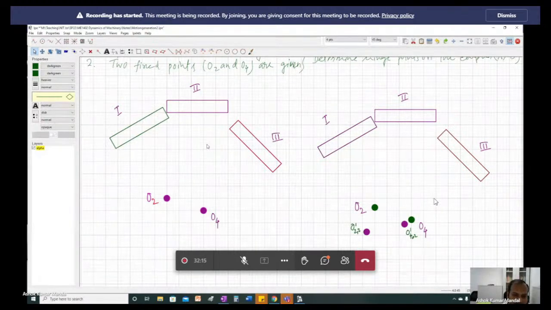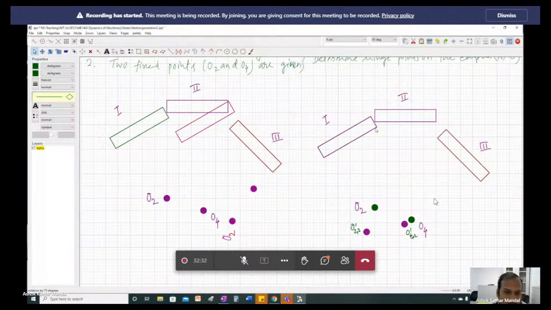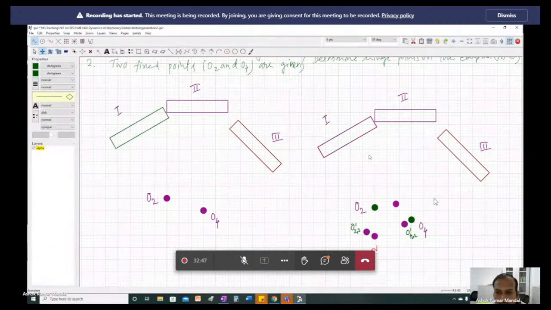So that you will do using your trace paper. It is easier for you, but I am using this software, so we have to do a rotation of I think 75 degree. And now I will shift all these points here. They are now exactly matching.